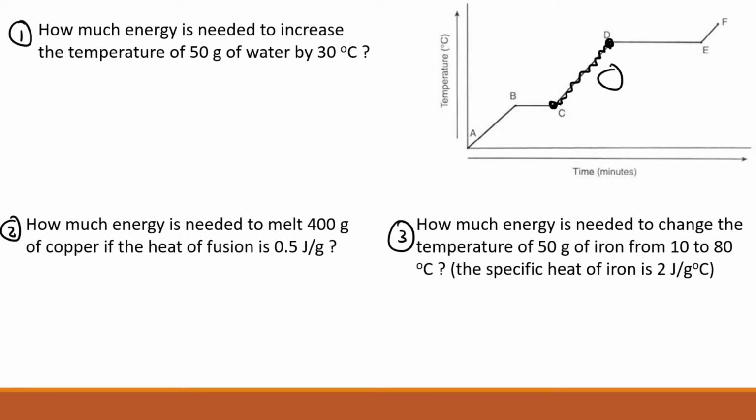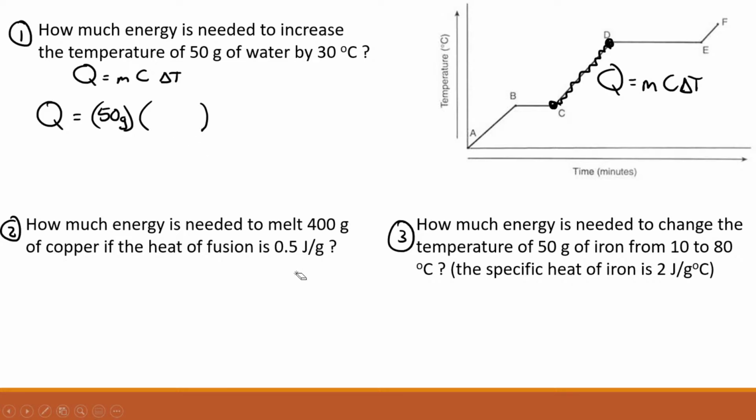The formula that gets used on slant CD is Q equals MC delta T. And so that is what we are going to plug into as we try to solve this problem. They're asking us how much energy is needed, which means we're looking for Q. We're going to try to solve for Q. They give us 50 grams. They don't give us a specific heat, so I'm going to leave that for now. I have a pretty good idea of where to go find that. And they tell me that the change of temperature, I'm increasing by 30 degrees Celsius.